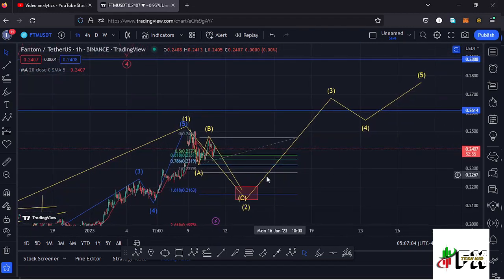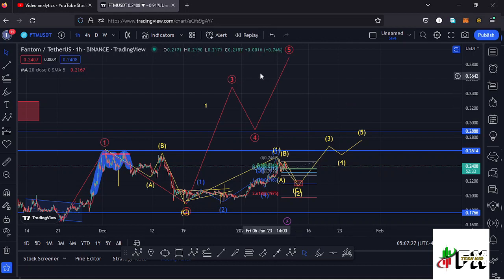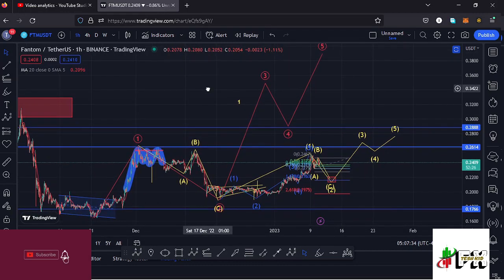And once we see the formation of this second wave of this Elliott wave structure in yellow, then we can expect a wave 3, then a wave 4, and then the wave 5 should fully maximize the formation of that wave 3 to the upside of this Elliott wave structure right here in red. So that is what I'm expecting on the short-term scenarios.